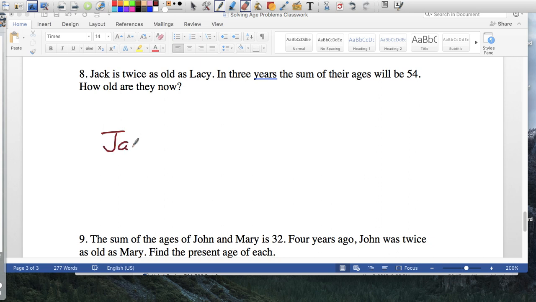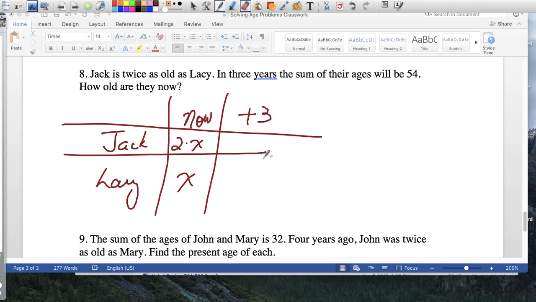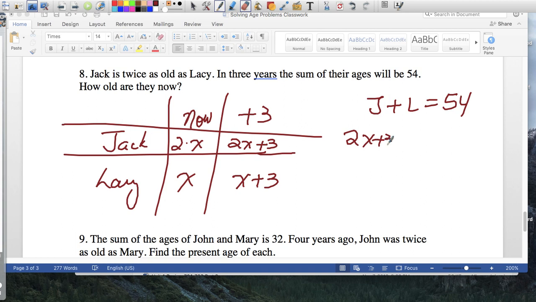Jack and Jill, no, Lacey. Lacey, I don't know anything, so X. Jack is 2 times her age. We're talking about in 3 years, so it's going to be 3 years from now. So everything is going to be 3 years plus. X plus 3. And Jack plus Lacey is going to be 54. So let's replace what we know. Jack I can replace with 2x plus 3. And Lacey I can replace with x plus 3. And that should give us 54.